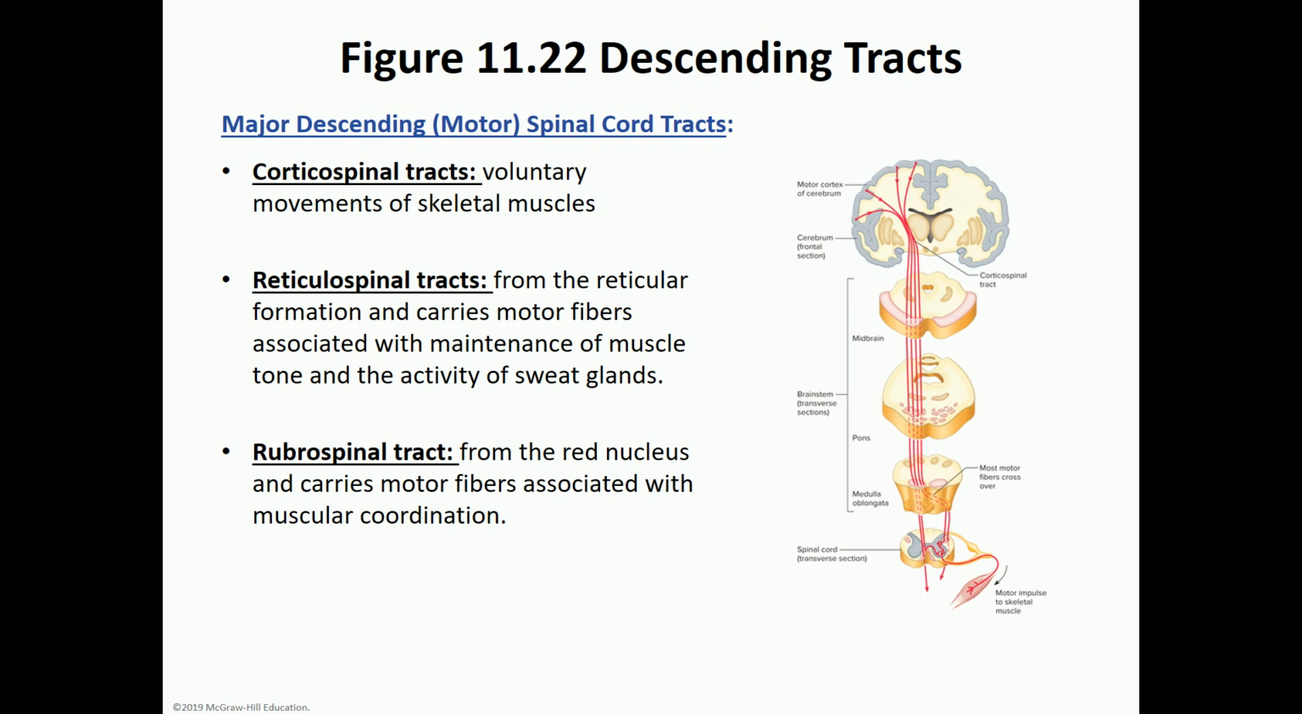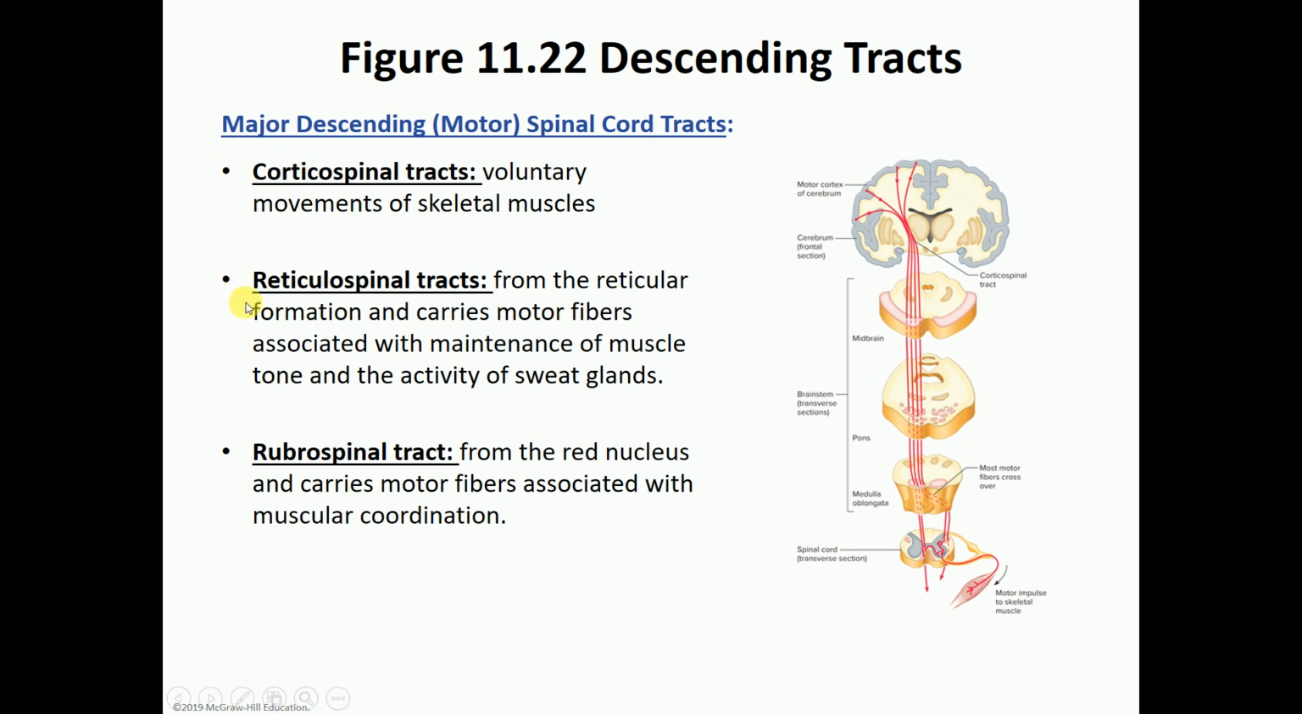Now the descending tracts, those are motor tracts. The first one is known as the corticospinal, and again, the name tells you where it starts and where it ends. So corticospinal means it's coming from the cerebral cortex downwards towards the spine, and those are for voluntary muscles, or voluntary contraction of the skeletal muscles. So it'll be coming from your frontal cortex.